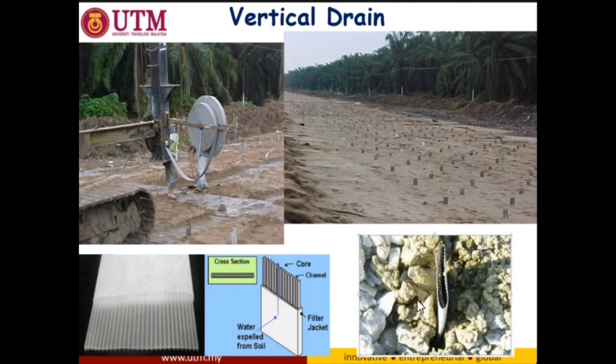It consists of a flat core wrapped in a geotextile fabric, which allows the water to drain up and increase the rate of consolidation. So that is our aim. The vertical drain is installed by pushing a hollow steel mandrel that contains the drain material to the required depth in a grid pattern. As you can see here, it's in a grid pattern.